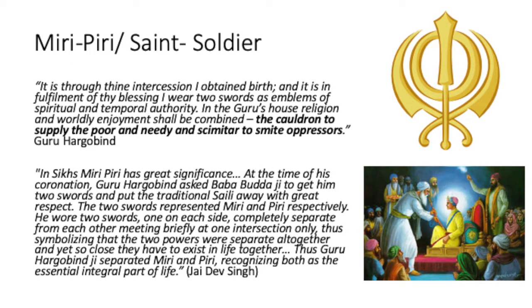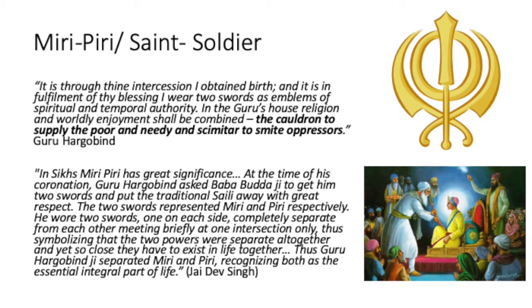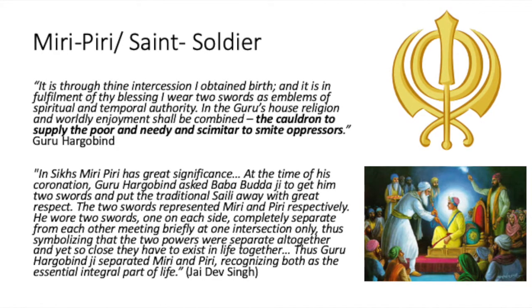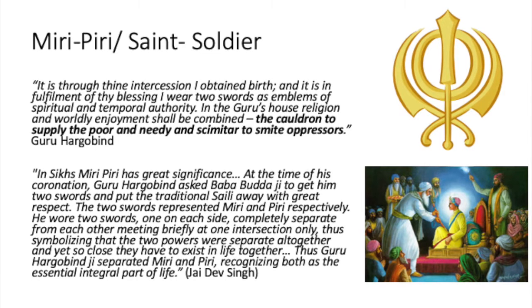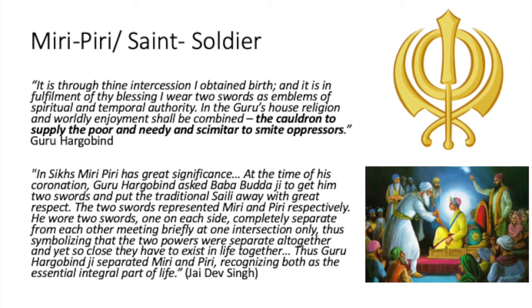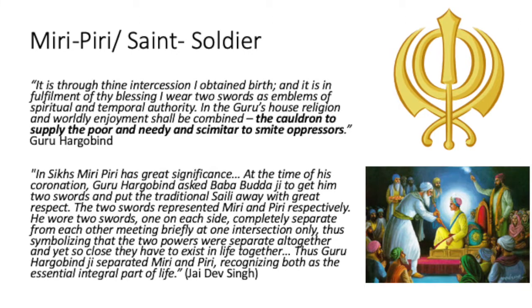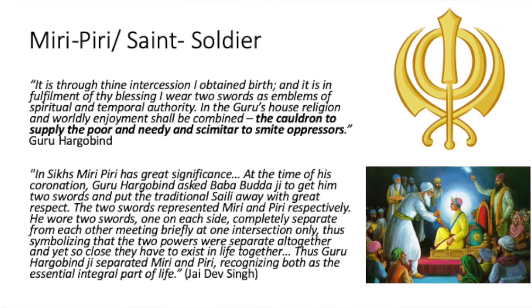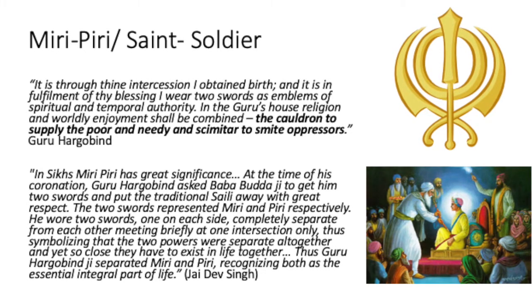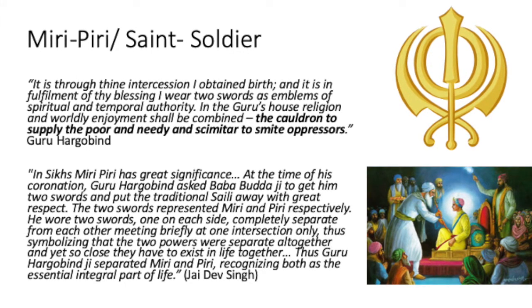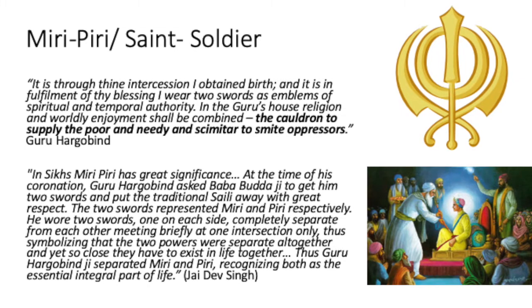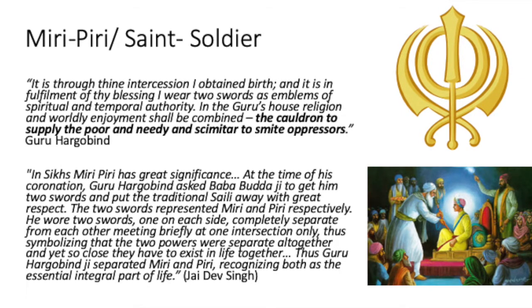Let's just read the quote at the top. "It's through thine intercession I obtained birth, and it is in fulfillment of thy blessing I wear two swords as emblems of my spiritual and temporal authority. In the Guru's house, religion and worldly enjoyment shall be combined, the cauldron to supply the poor and needy, and the scimitar to smite oppressors." So the two swords are symbolic of Miri Piri, the ideal of the saint soldier.